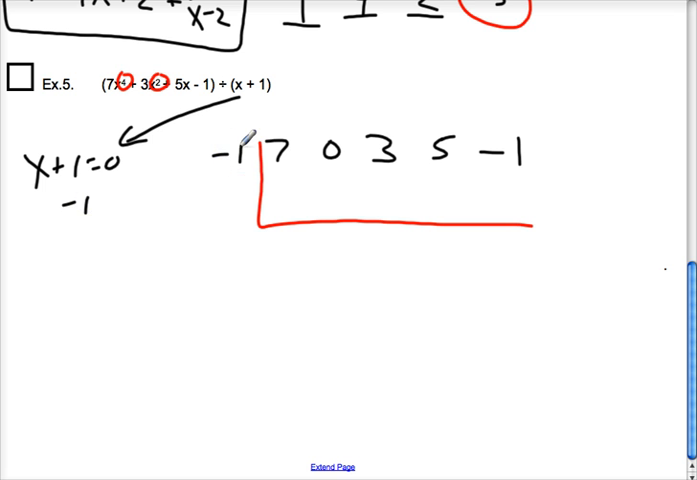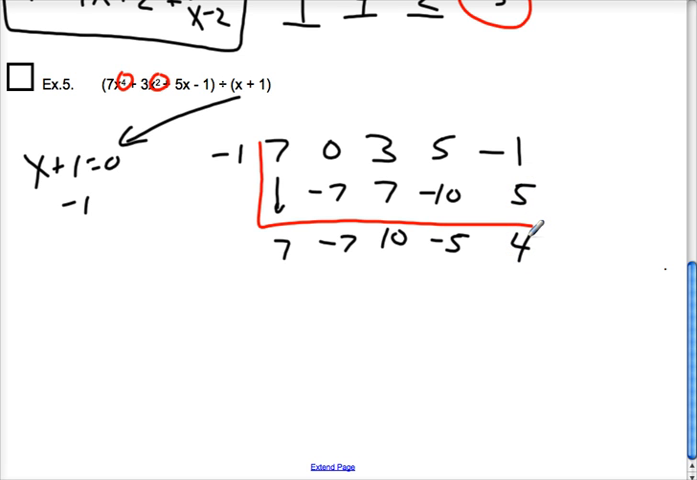-1. So that's what I put out here. It's always what makes that equal 0. That's what I put out there. Drop the 7. Multiply. Add. Multiply. 3 plus 7 is 10. -1 times 10 is -10. 5 plus -10 is -5. Positive 5. -1 plus 5 is 4.